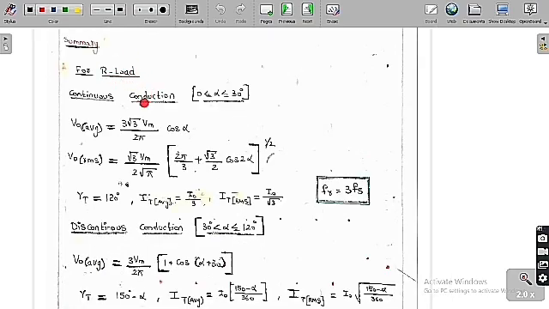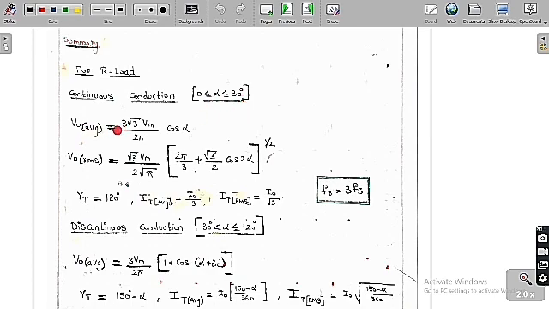For R load, you can see clearly, for continuous conduction, I have already told you that continuous conduction is possible only for alpha less than or equal to 30 degree, meaning from 0 to 30 degree. For alpha lying between 0 to 30 degree only, continuous conduction is possible.